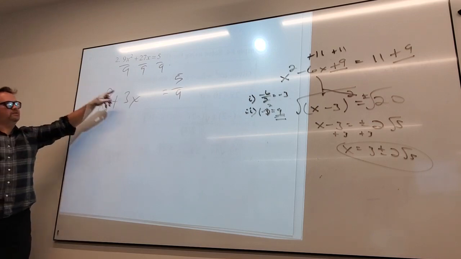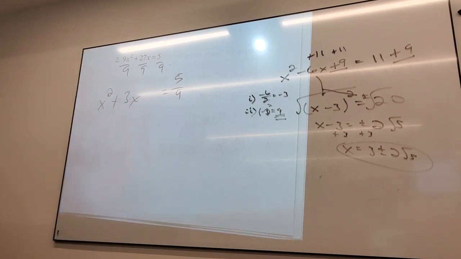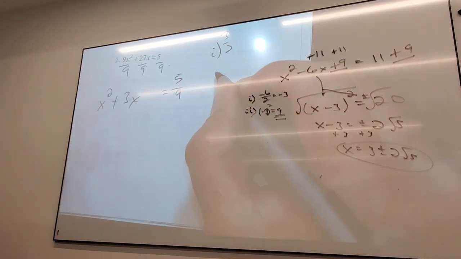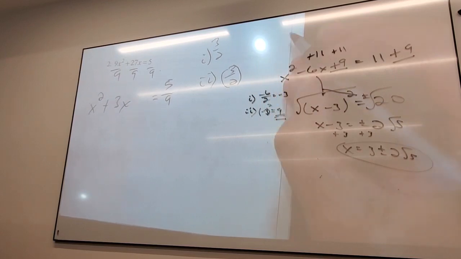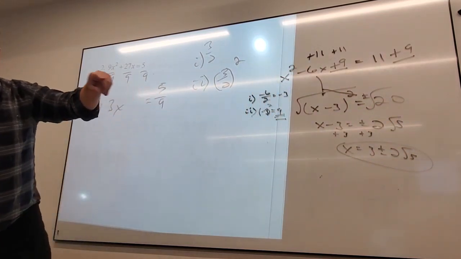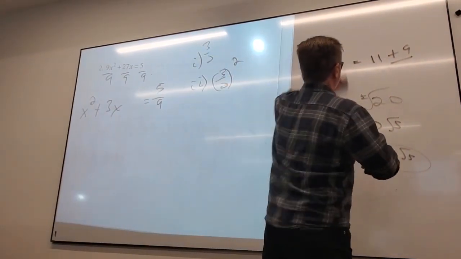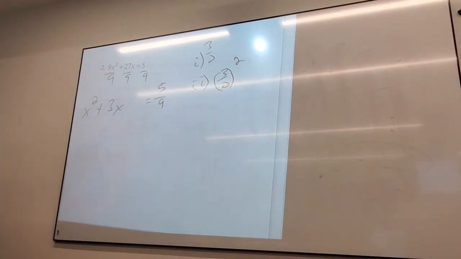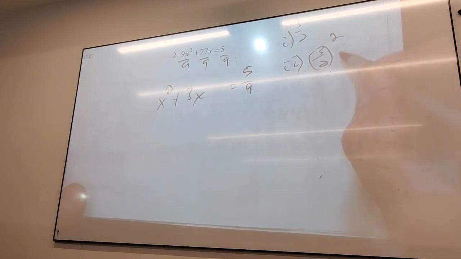What's the first step to complete the square? That's why I left room here, right? What's the first step? Divide 3 by 2. Yeah, first step is 3 divided by 2. And then we take that number and we square it. Which is? 9 over 4.